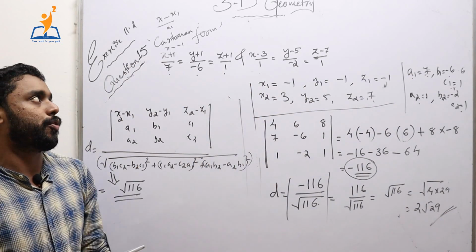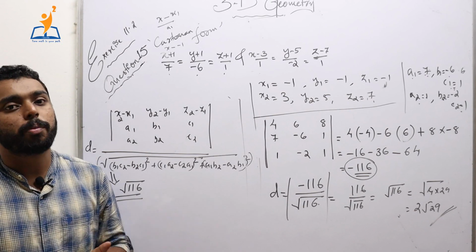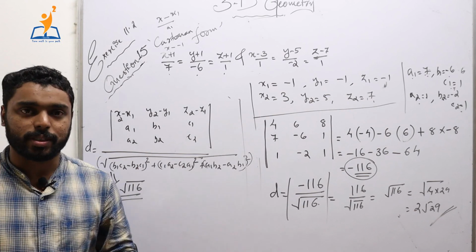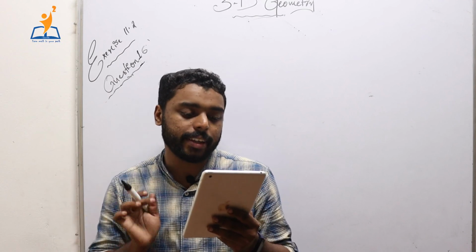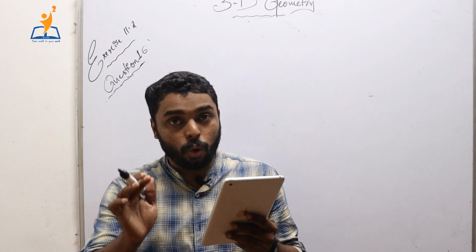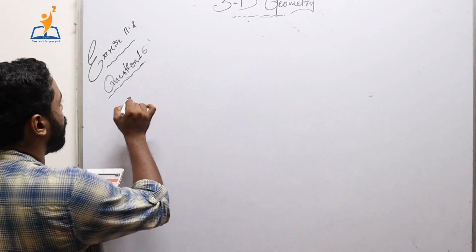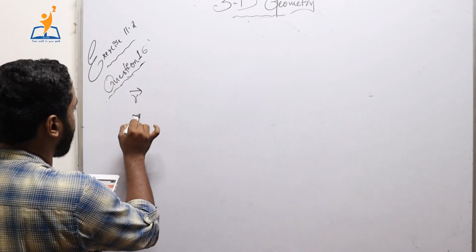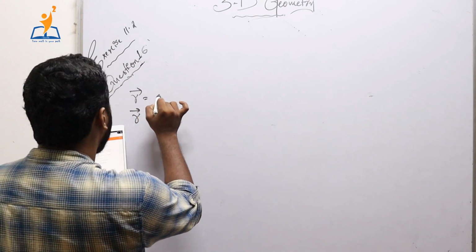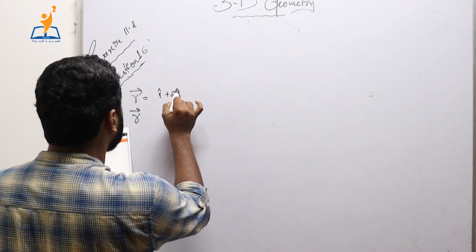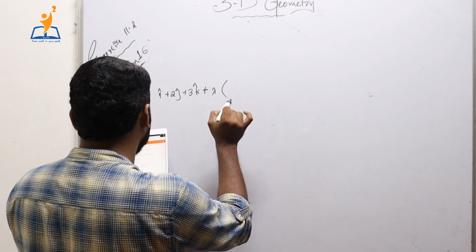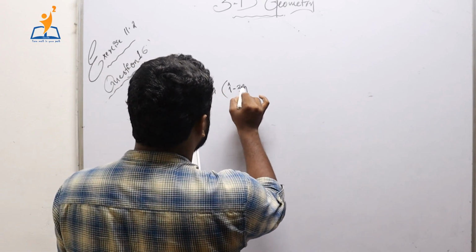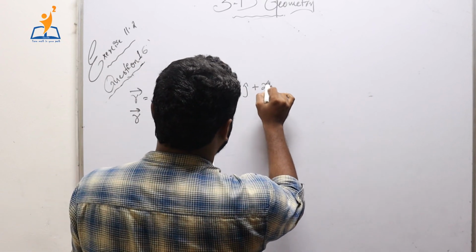So that's the end of question number 15, and now we shall move to question number 16 of your textbook. Question number 16 is: find the shortest distance between two lines whose vector equations are given by i cap plus 2j cap plus 3k cap plus lambda into i cap minus 3j cap plus 2k cap.